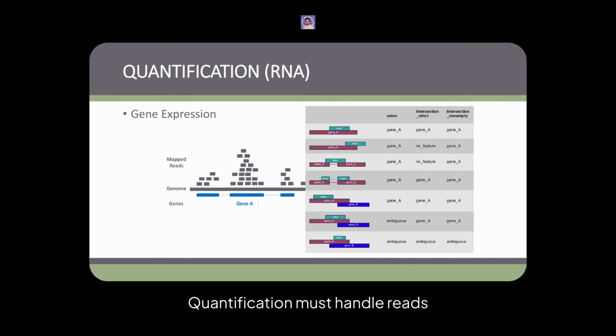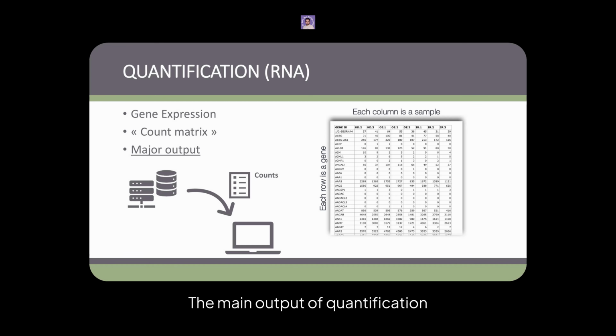Quantification must handle reads that overlap multiple features. Tools apply rules such as union, intersection strict, or intersection non-empty to decide whether a read is assigned to gene A, marked as ambiguous, or discarded. These choices directly influence the resulting expression estimates. The main output of quantification is a count matrix. Each row corresponds to a gene and each column to a sample. The entries are raw read counts. This matrix is the central input for all subsequent statistical analyses, including normalization and differential expression testing.